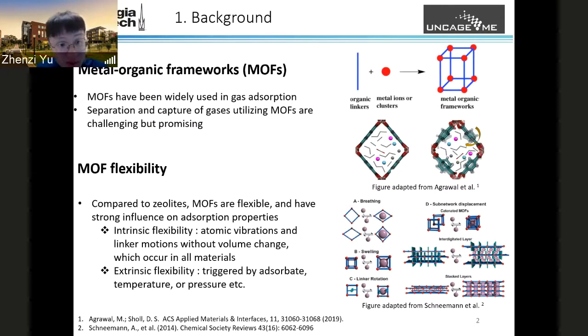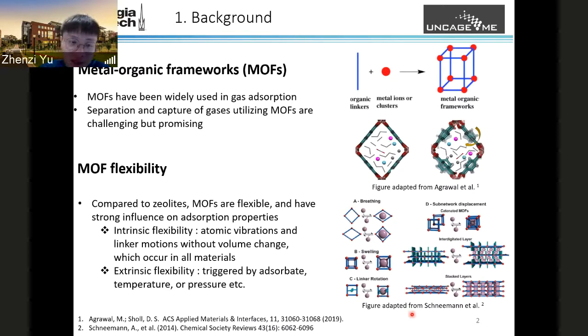What is more, flexibility? Compared to zeolites, MOFs are flexible, and this has a strong influence on adsorption properties. There are mainly two types of flexibility. The first type is intrinsic flexibility, which includes atomic vibration and linker motions without volume change. The second type is extrinsic flexibility, which is triggered by adsorbate, temperature, pressure, etc.